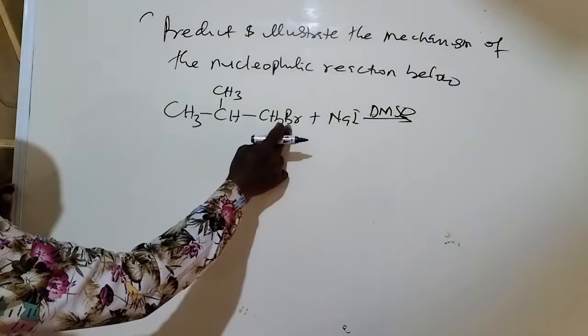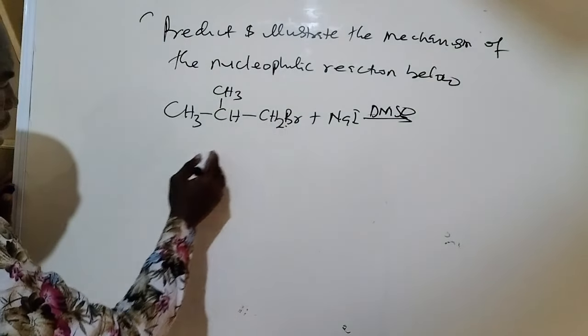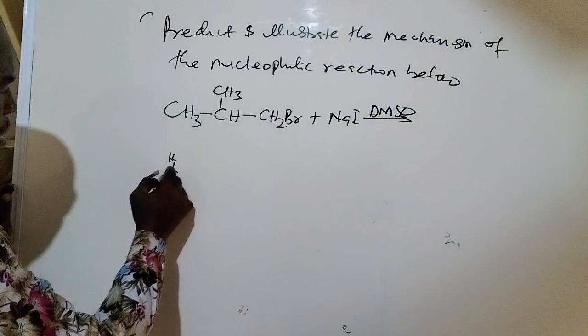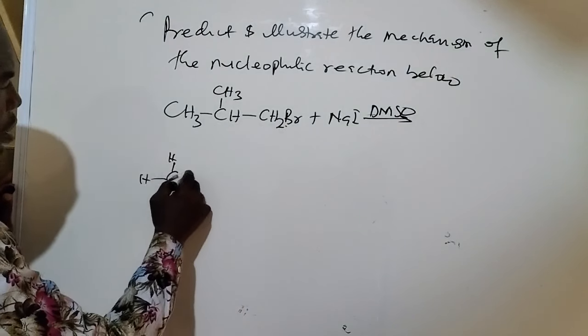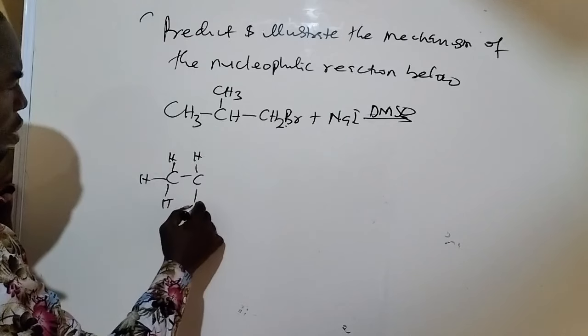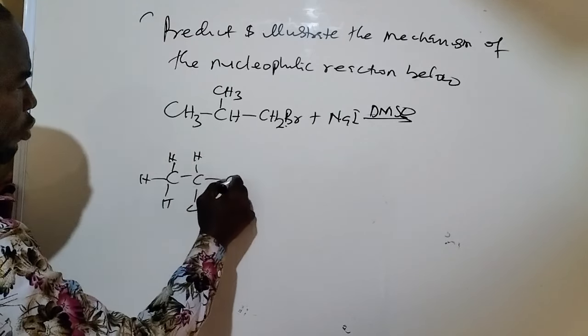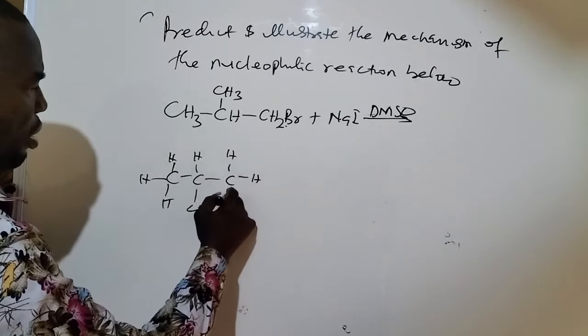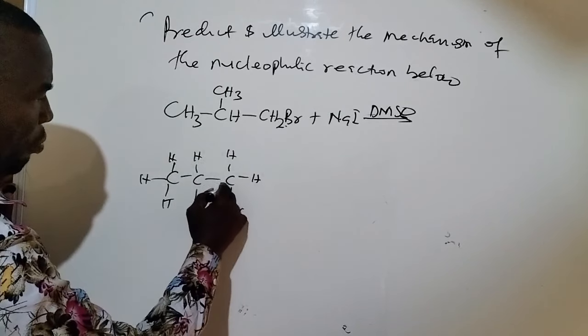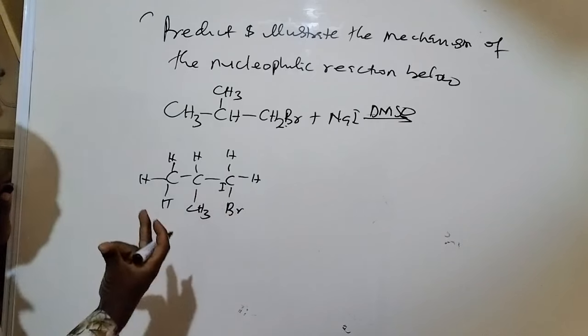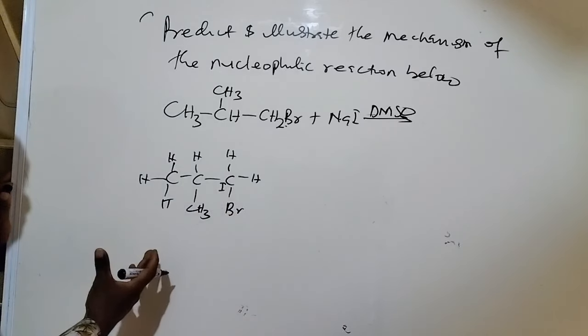Look at where the halide, the halogen group, the bromo group is. You can see that. So it is a 1-degree alkyl halide. Look at the full structure. The bromine is on number 1 carbon. So 1-bromo indicates that it is a primary alkyl halide.